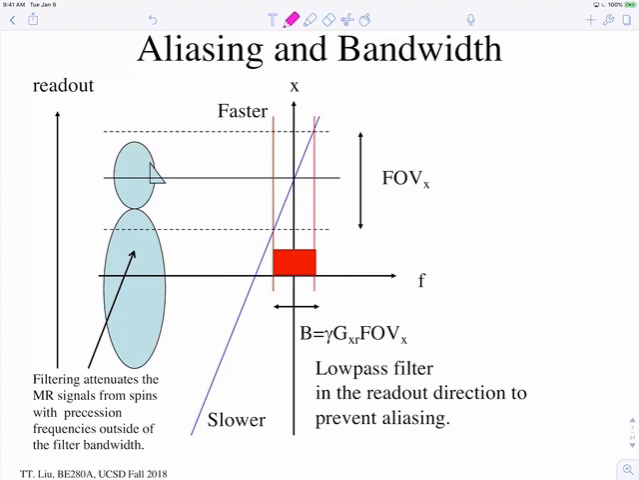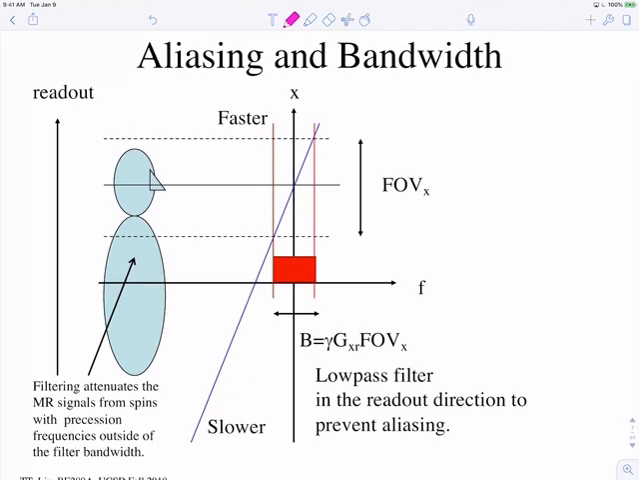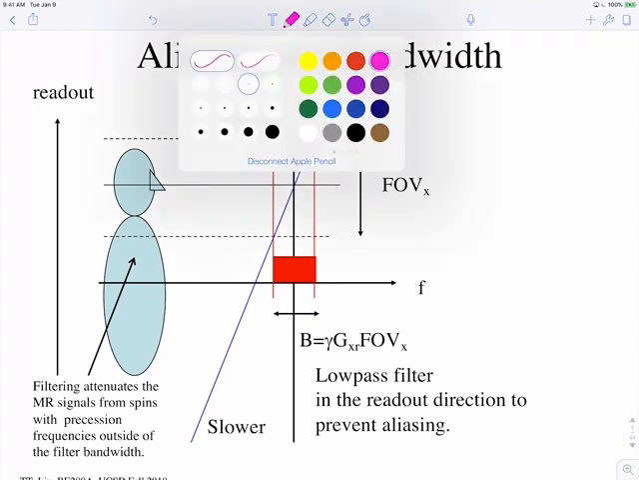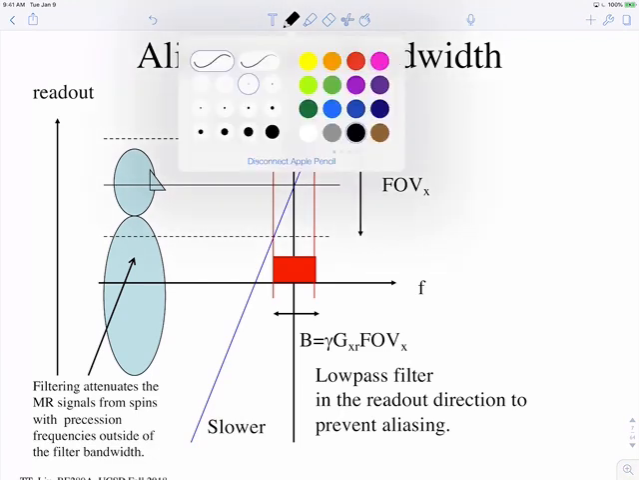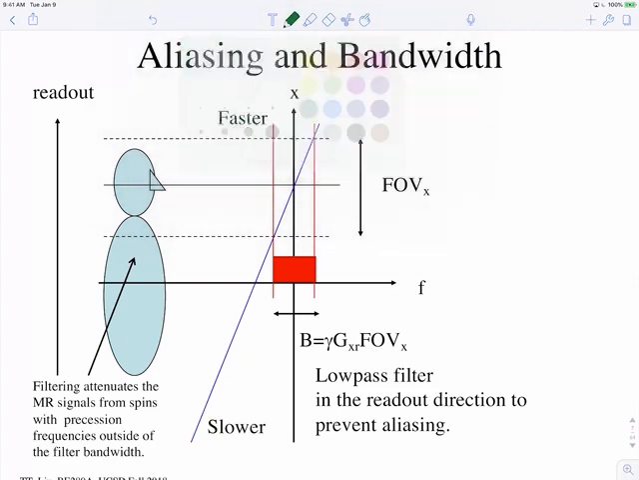The last thing I want to talk about is aliasing and bandwidth. So far we've told you that delta k equals 1 over the field of view. So the question comes up, what happens if the field of view is really, really long?